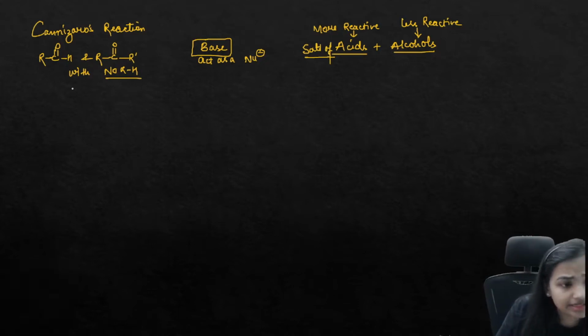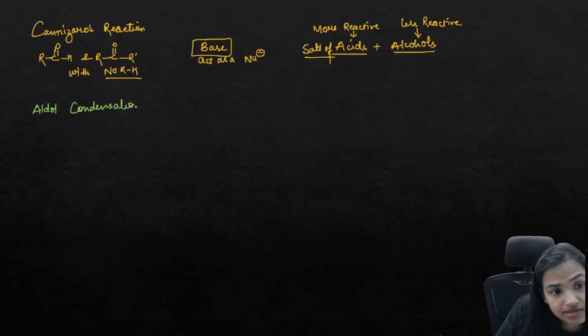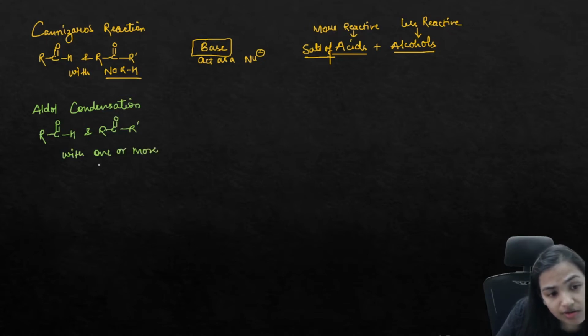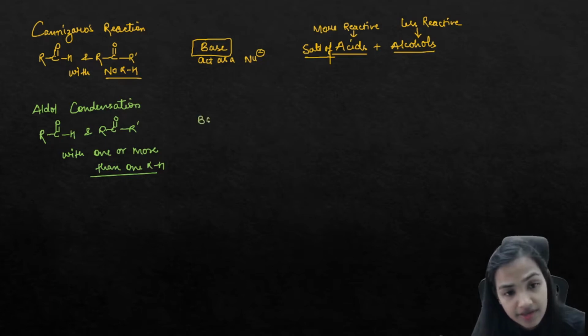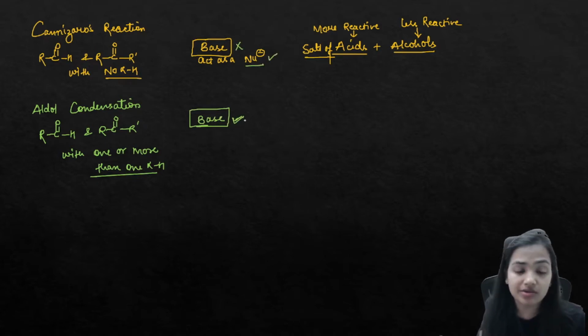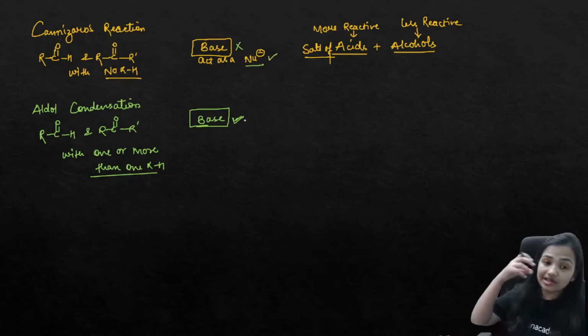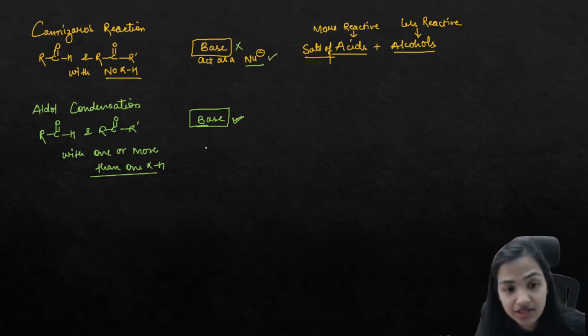Now the another reaction that we have done is the aldol condensation. In the aldol condensation, we want aldehydes and ketones with one or more than one alpha hydrogen. That means either one or more than one alpha hydrogen will work. Here we have a base, and it acts as a base only. If it acts as a base, then it will attack the acidic hydrogen, generate a nucleophile, and do the nucleophilic addition mechanism.